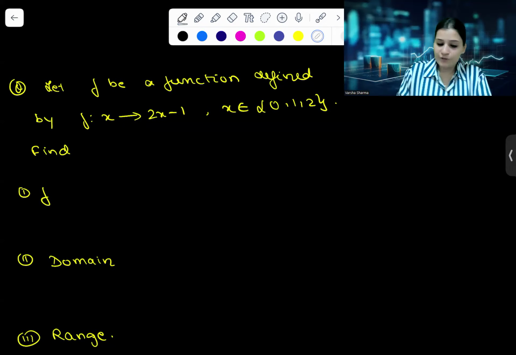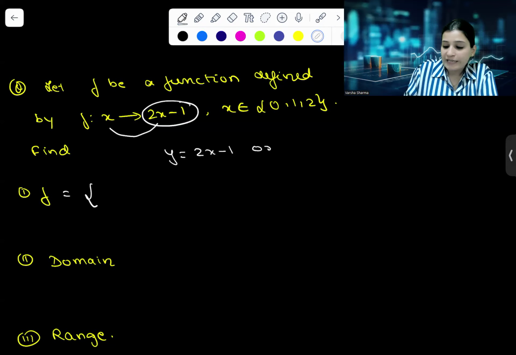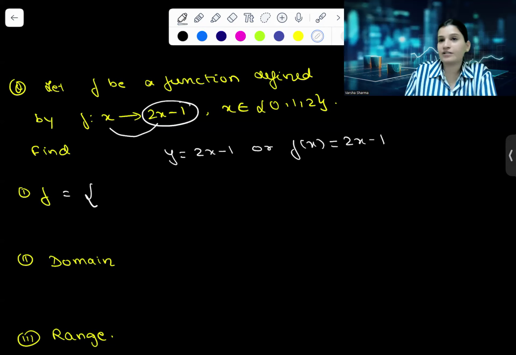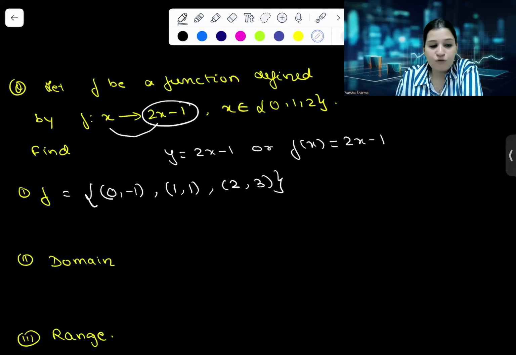So first, f. What would be f? See, this means that y is equal to 2x minus 1, or f(x) is equal to 2x minus 1. y and f(x) are the same thing. So here put x equal to 0. What will we get? Minus 1. If I put x equal to 1, what will I get? 1. If I put x equal to 2, 3. So these are the only three pairs that will be formed, yes or no?